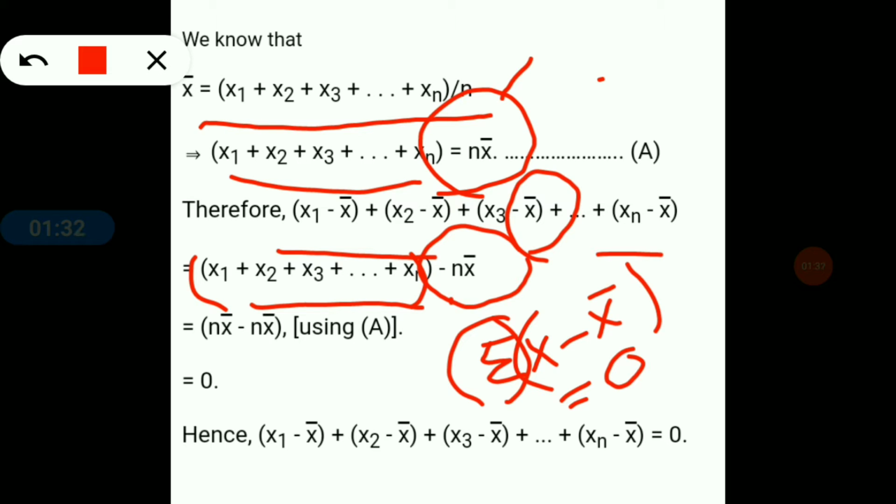Clear? And now going to the equation number A. So the equation A says x1 plus x2 plus x3 plus dot dot xn, which is equals to nx bar, and putting it in this equation. So nx bar minus nx bar, which is equals to 0. So we can write x1 minus x bar plus x2 minus x bar plus x3 minus x bar plus dot dot xn minus x bar, which is equals to 0, and that means summation x minus x bar is equals to 0. I think this is proved.